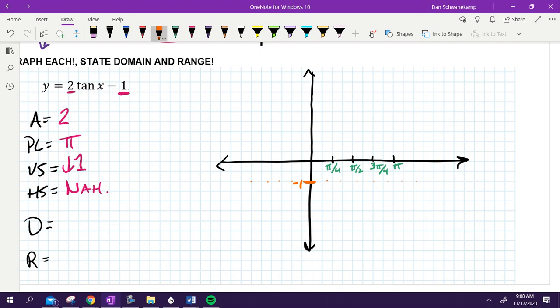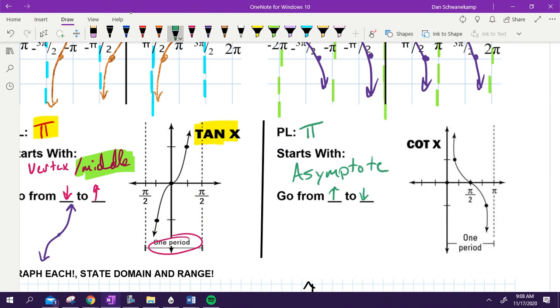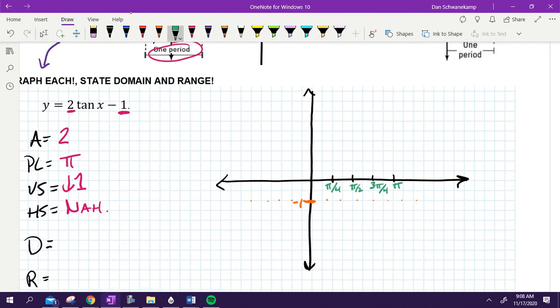And again, amplitude's kind of strange here. Where's my top going to be? 1. But it's not really the top because a tangent graph goes up forever. It's never going to stop going up. So it's not the top, but it is how much I'm going to stretch. So I'm going to stretch up to 1 because I went up 2. And then I'm going to stretch down to -3. Again, if you want to just do some real light dots so I don't forget, that's great. But it's not really a line. It's just how much I'm stretching.